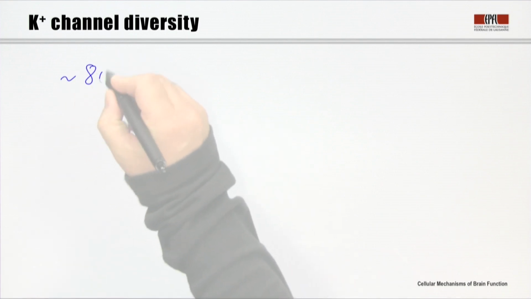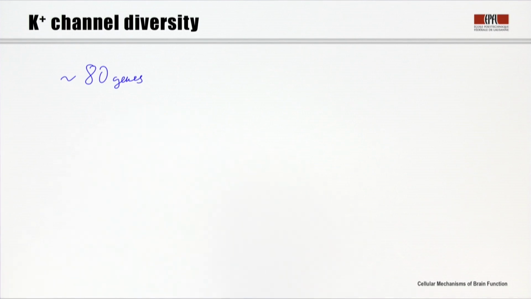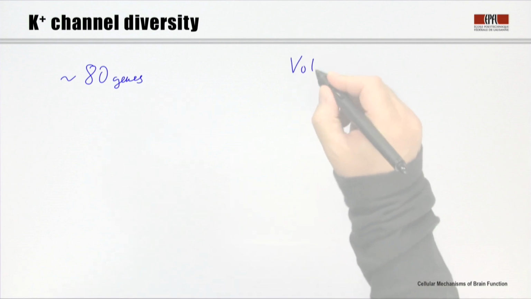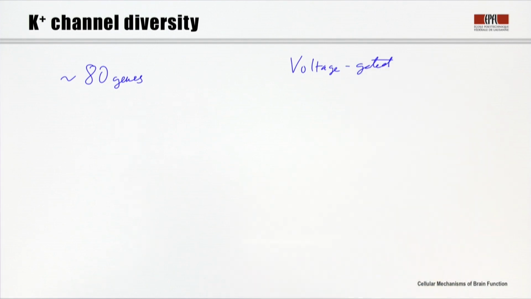Potassium channels are an even more diverse family of ion channels. There's something like 80 different genes in the mammalian genome that encode potassium channels. Not all of the potassium channels are voltage-gated. They are an important family of the potassium channels, and they're certainly the ones that are most interesting for us in terms of thinking about the complex dynamics of membrane potential, but they're not the only ones.